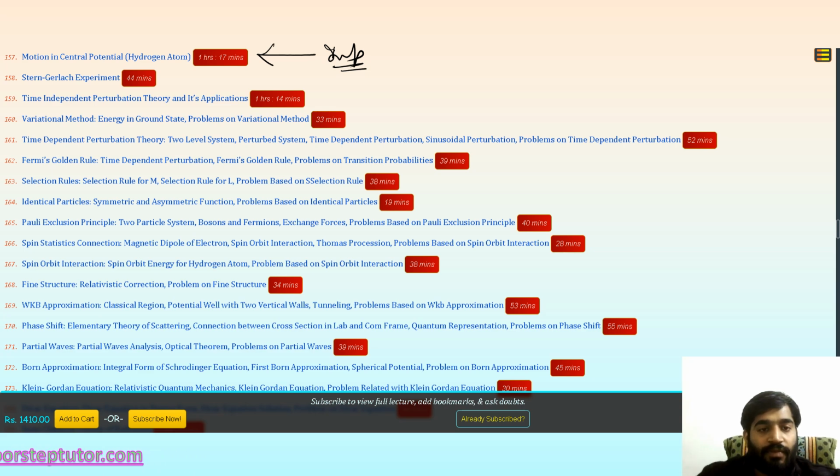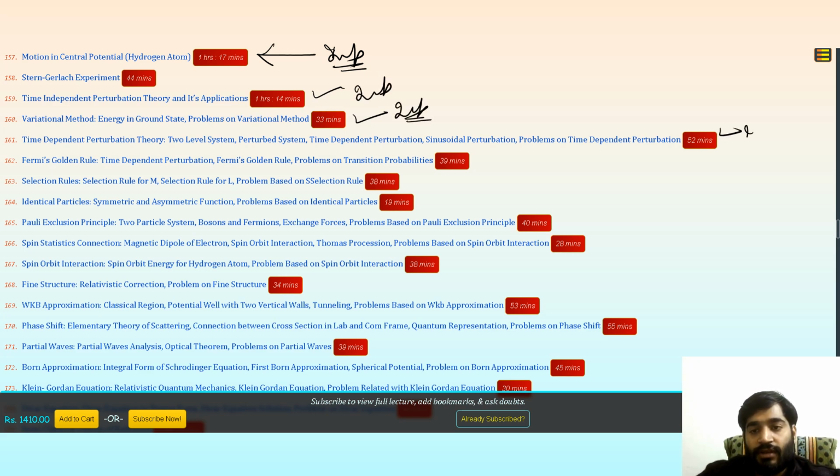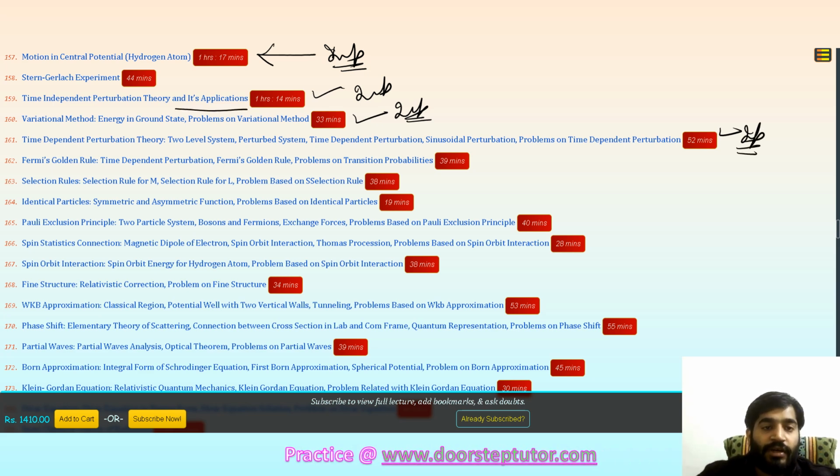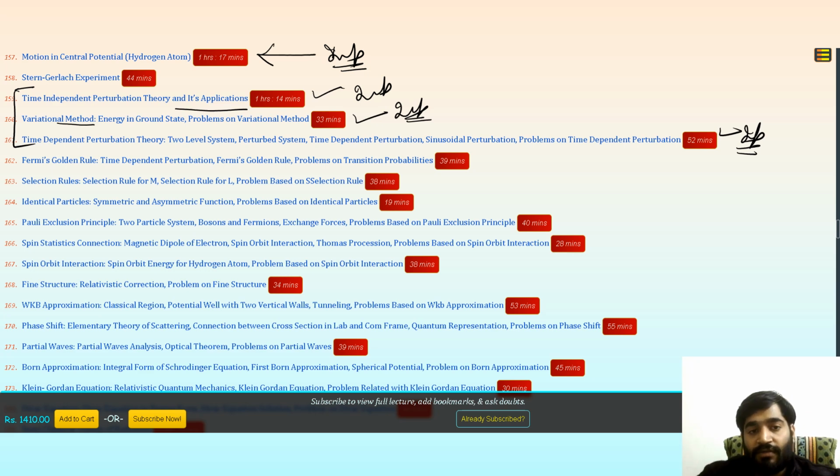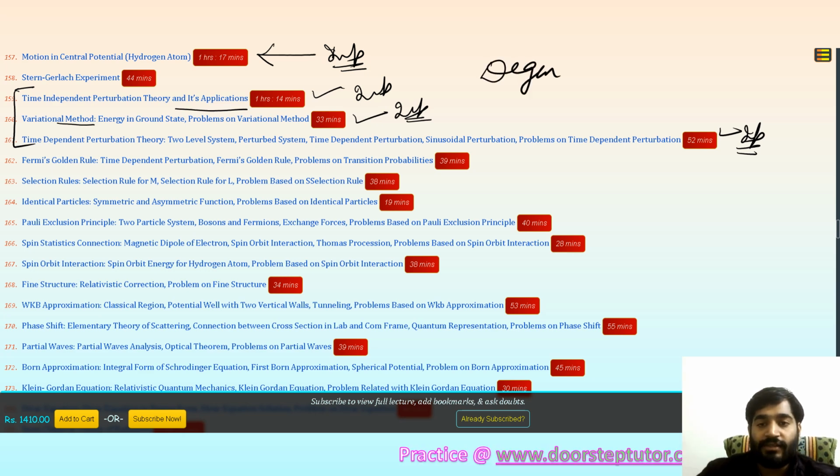Then your perturbation, variational method, time dependent perturbation, time independent perturbation. You cannot skip this at any cost. Just by doing the concepts related to perturbation, variational method, these three topics will give you 5 to 10 marks, even 15 marks if the questions are asked, because every year a perturbation question is fixed.